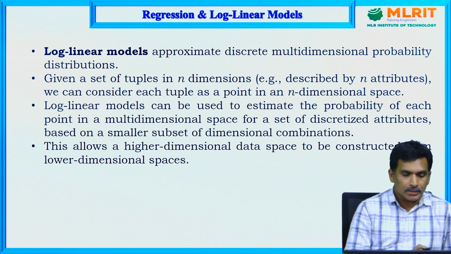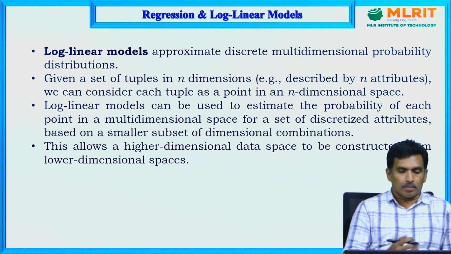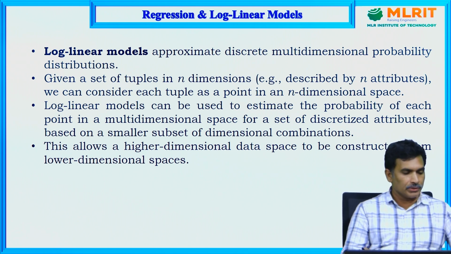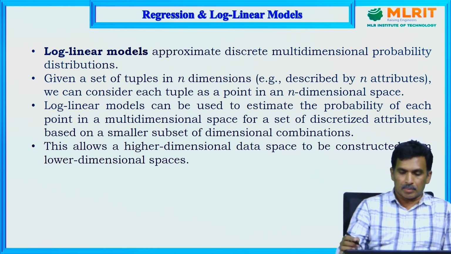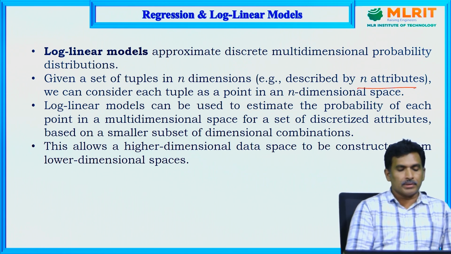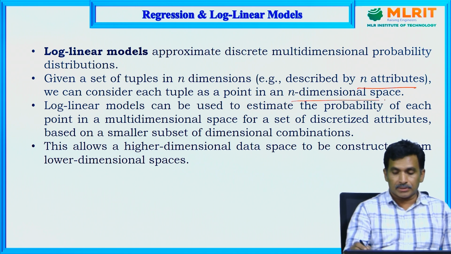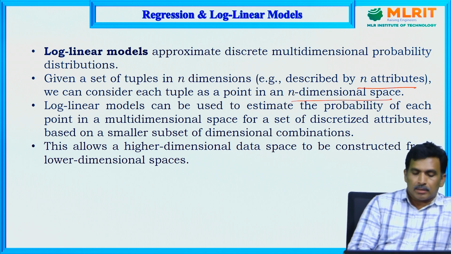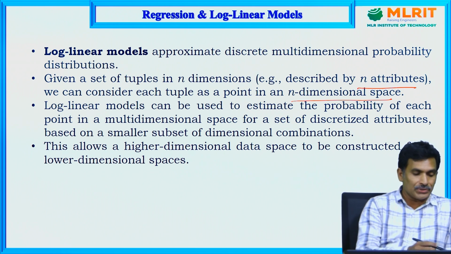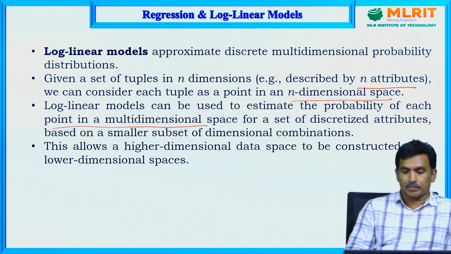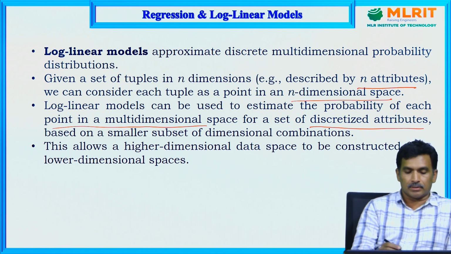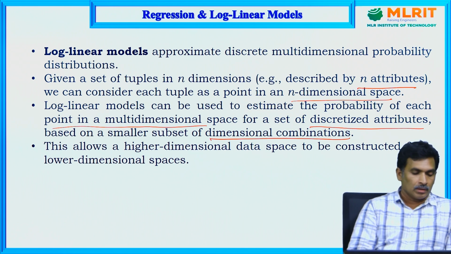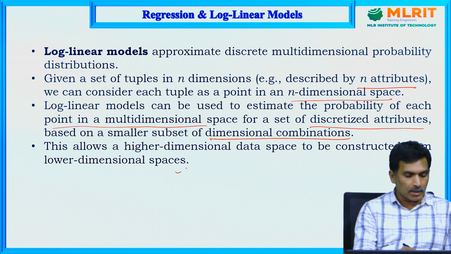Log linear models approximate discrete multidimensional probability distributions. Given a set of tuples in n dimensions, described by n attributes, we can consider each tuple as a point in an n-dimensional space. Log linear models can be used to estimate the probability of each point in this n-dimensional space for a set of discretized attributes, based on a smaller subset of dimensional combinations. This allows a higher dimensional data space to be constructed from lower dimensional spaces.